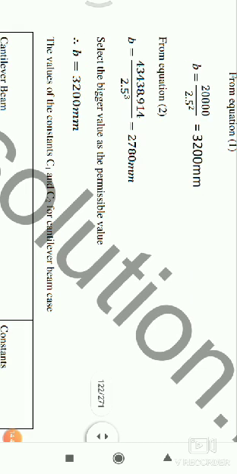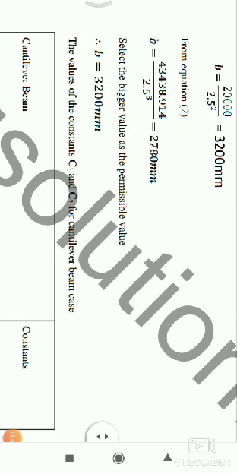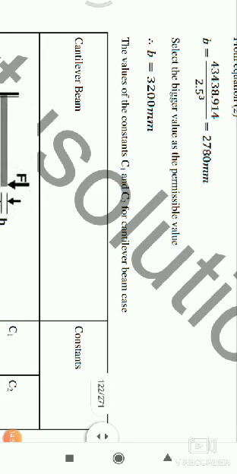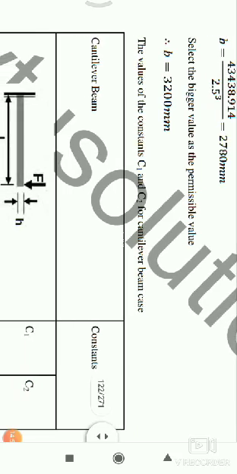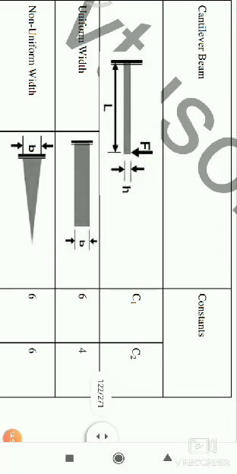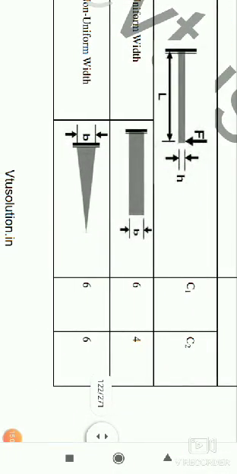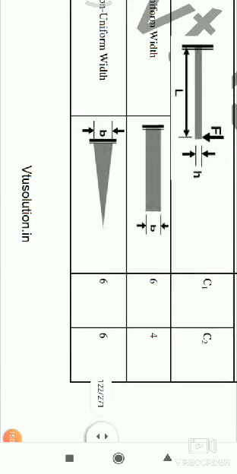From equation 2, I get B again. How much? 2,780. So you get two values of B. Select the bigger value as the permissible value: B equal to 3200 mm. The values of constants C1 and C2 for the cantilever beam case are mentioned here: C1 is 6 and C2 is 4, and for uniform and non-uniform, 6 and 6.